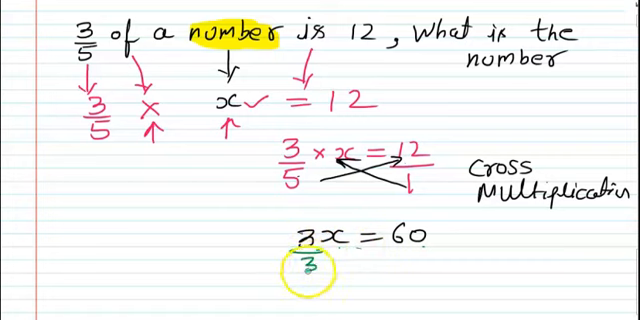You divide by 3 both sides. Why are we dividing by 3? Because between 3 and x there is a times sign, an invisible times sign. You do the opposite, so divide by 3. So 3 and 3 cancel, and 60 divided by 3 is 20.